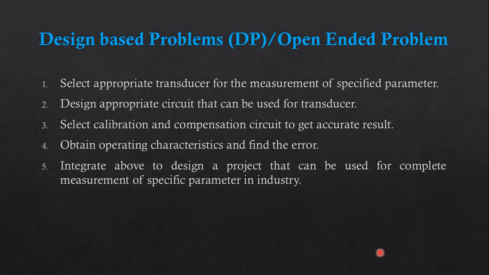Here are the design based problems or open ended problems that we are going to solve during this semester. So first, select an appropriate transducer for the measurement of a specified parameter. Then design an appropriate circuit that can be used for the transducer. Third, select calibration and compensation circuit to get accurate results. Fourth, obtain operating characteristics and find the error throughout our system. Fifth, integrate the above to design a project that can be used for complete measurement of a specific parameter in industry.